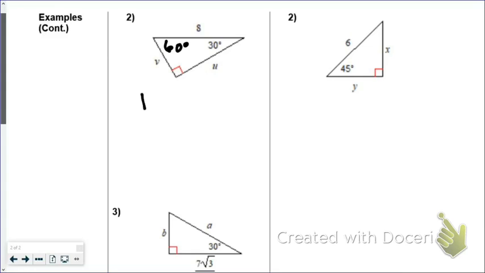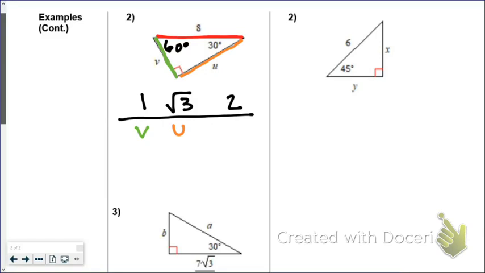So again, we know our ratio is 1 to the square root of 3 to 2. And we're going to put corresponding sides in the correct position. So our small side is across from the 30, so that's going to give us V. Our medium side is going to be across from the 60, so that gets us U. And our large side is across from our right angle, which gives us 8.